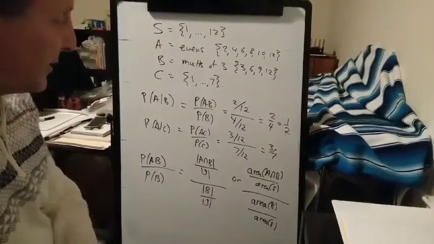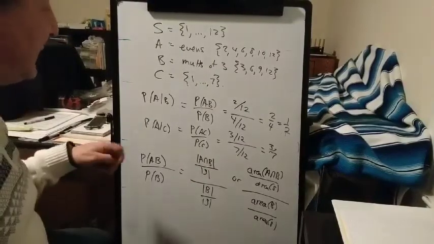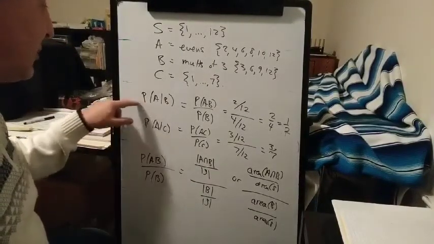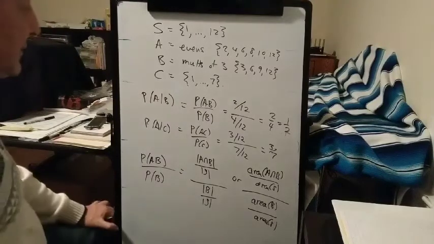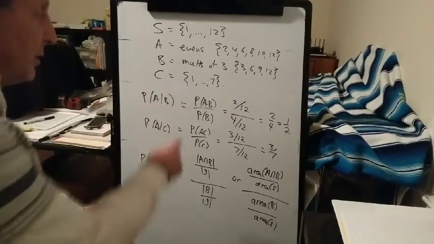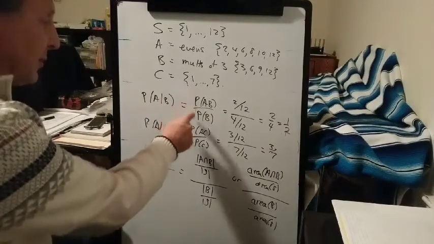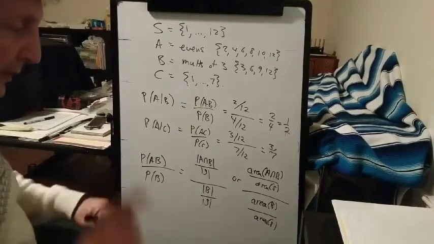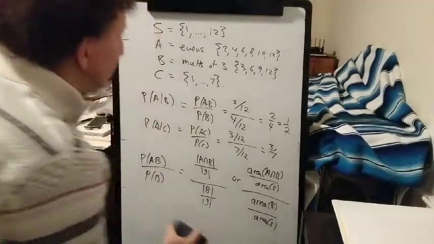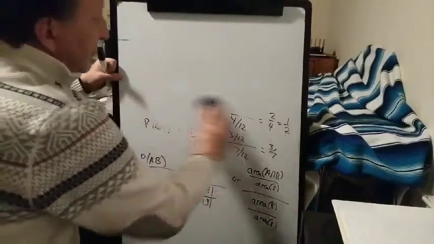So depending on how information is presented to us, it might be easiest to compute conditional probability of A given B either by taking number of elements over number of elements, or area over area, or probability over probability, and we'll get the same answer. All right, now let's look at another example.